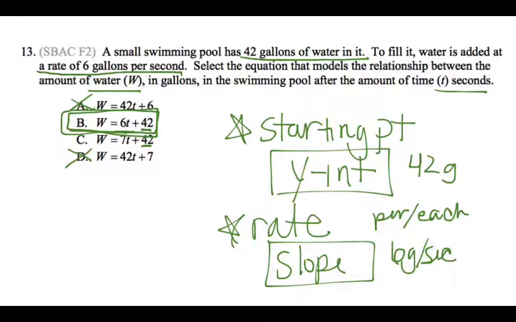If you're struggling with something like this, you can put some numbers in and you can see, if you say, okay, well, after 1 second, it would be 6 gallons for the 1 second plus the 42 that was in there. 12 gallons for 2 seconds plus 42, and you'll start seeing the equation kind of come out.